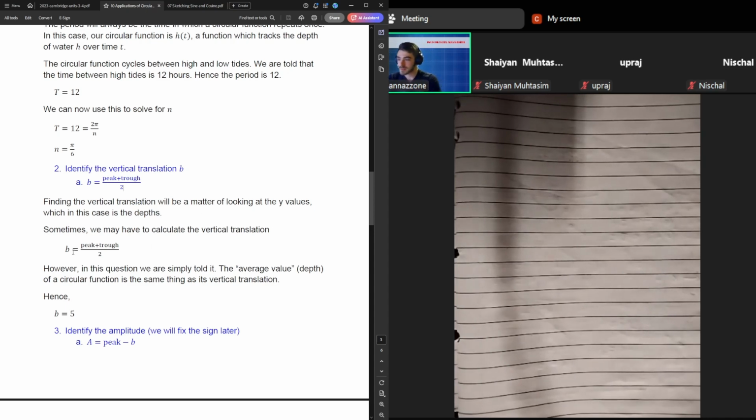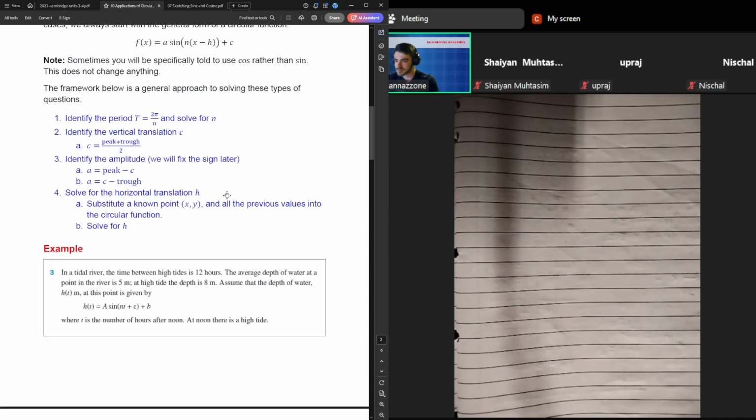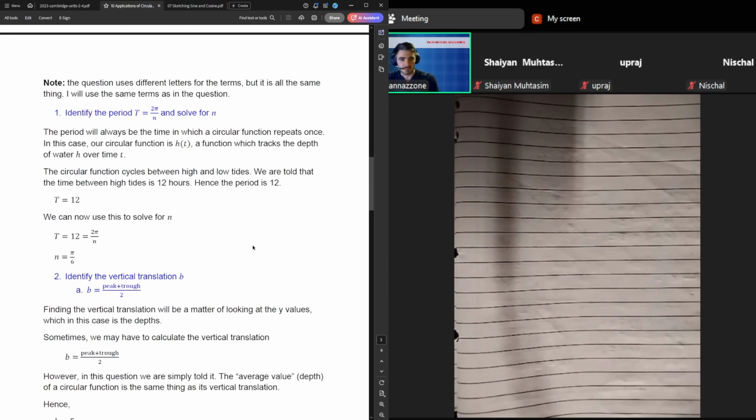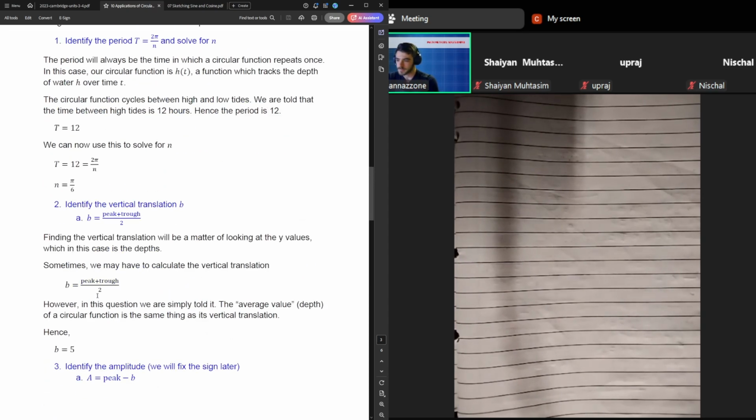In this case, however, we don't have both of those pieces of information, but we do have a statement here that says the average depth of the water is 5 meters. Average, midpoint, these are synonymous words, usually. There's a bit of a nuance to it, but the point is the keyword average is going to be talking about the middle of your circular function.